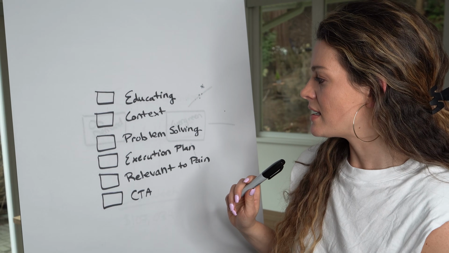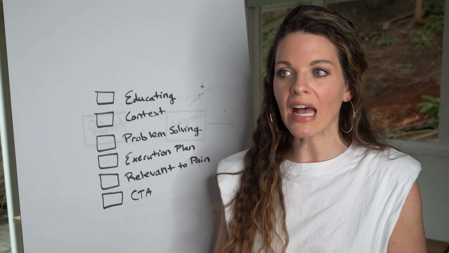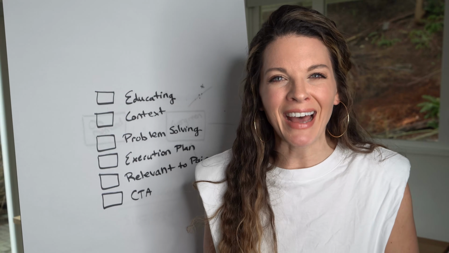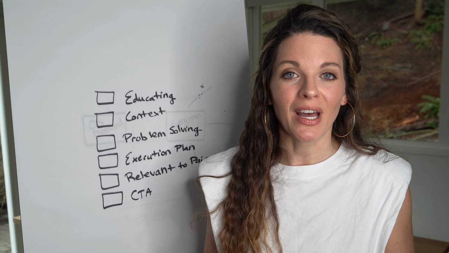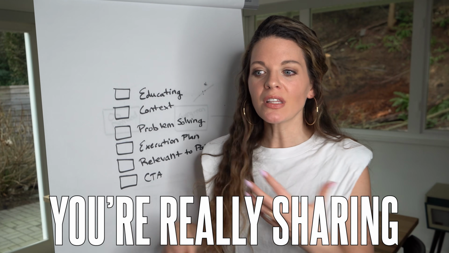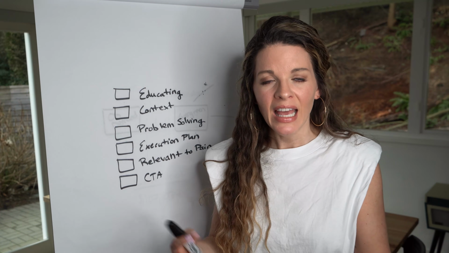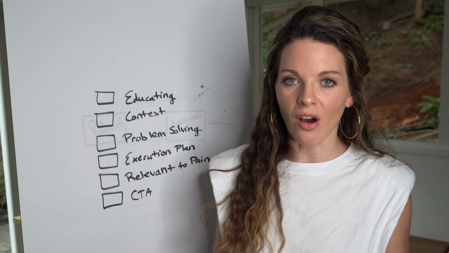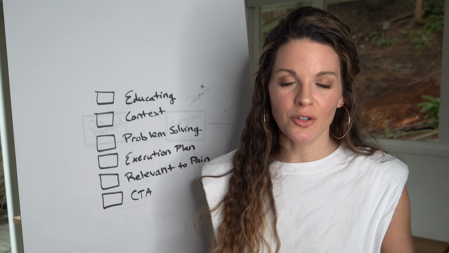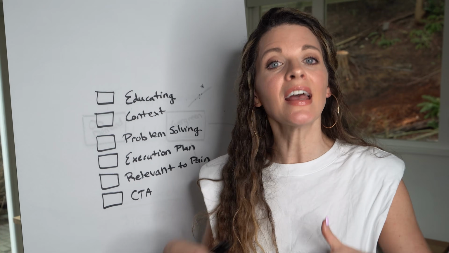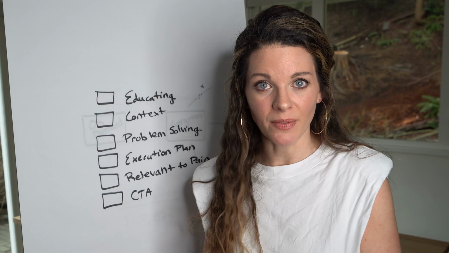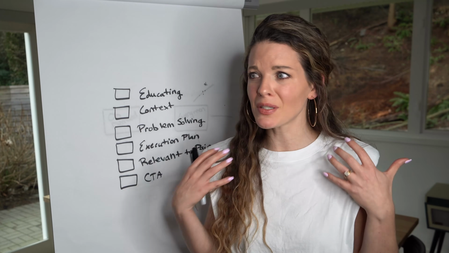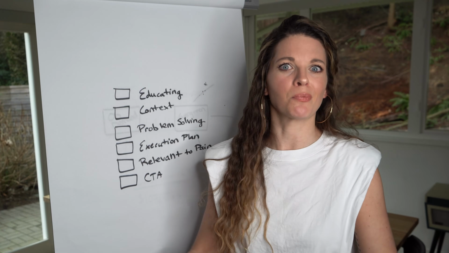Next checklist point is, does it share an execution plan? So if you're telling them, this is how you're going to lose that last 10 pounds, let's just say, as an example, here are 3 steps to do it. In your free content, you're really sharing the what. In your paid content, you're sharing the how. There's no way that just from free content, people are going to get the entire transformation and specific transformation that you provide in your paid offer. So your free content is really just warming people up and telling them, oh my gosh, if this person is sharing this much for free, imagine what the program is like.